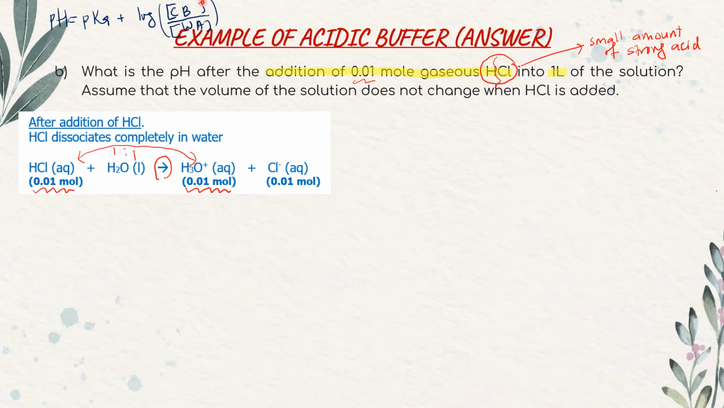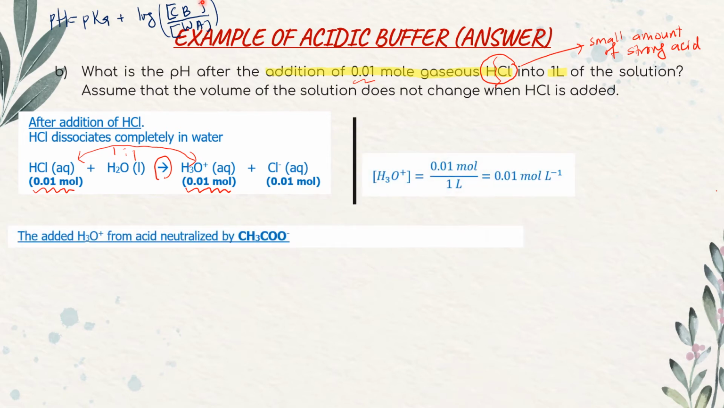So, dekat sini, kita kira dulu. Okay, sorry. Kita kira dulu dekat sini the concentration of the H3O plus yang kita tambah ke dalam sistem, which is 0.01 mol per liter, ataupun kita boleh letak molar. 0.01 mol bagi volume 1 liter, so 0.01 mol per liter. Or you can substitute, awak boleh tulis juga sebagai molar over here. Okay, so this is the first one yang kita kena buat.